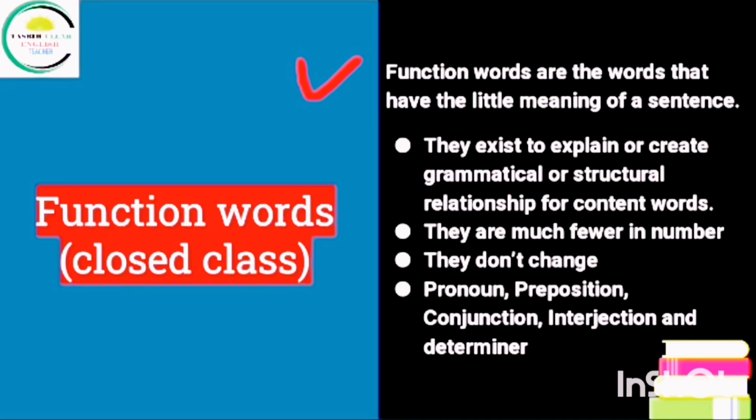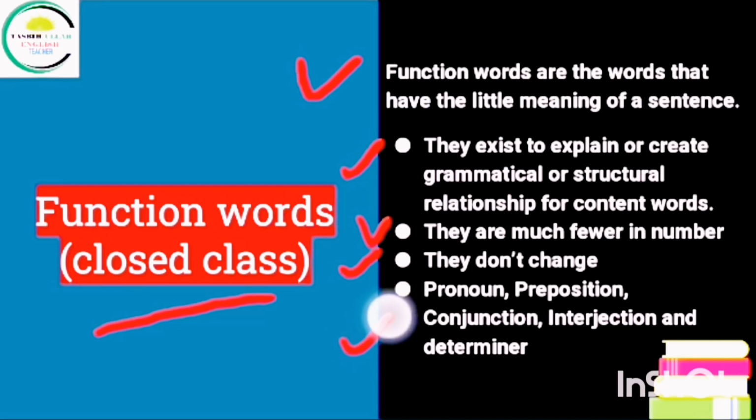The first point about the functional word is they exist to explain or create grammatical or structured relationship for content words. It means that they just provide a structure for the content words in a sentence in which content words may fit. And the second point about the functional word is they are fixed in number and much fewer in number. So that's why they do not change. So on the basis of these 2 points, they are also called closed class of part of speech because we cannot add a new functional word to the language and we cannot remove an old functional word from the language.